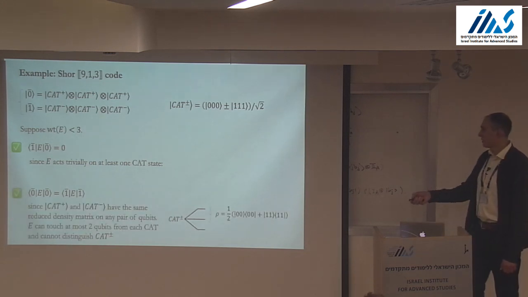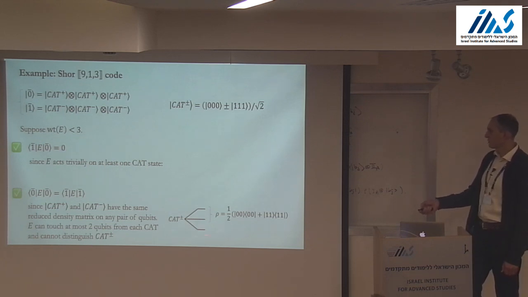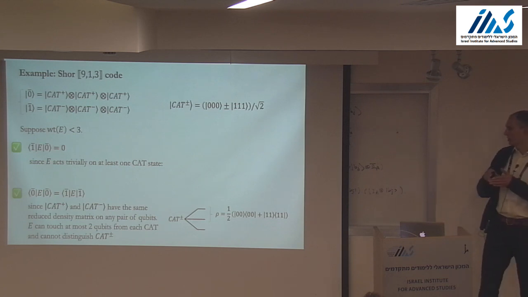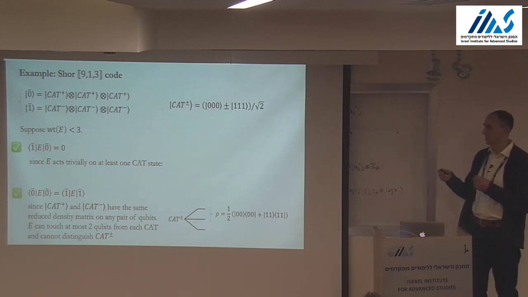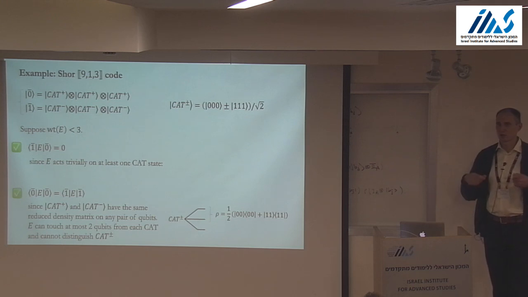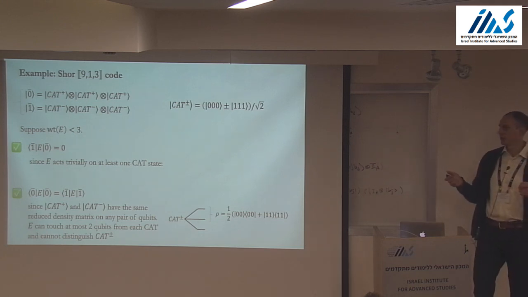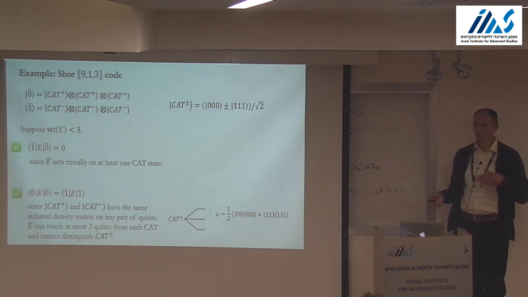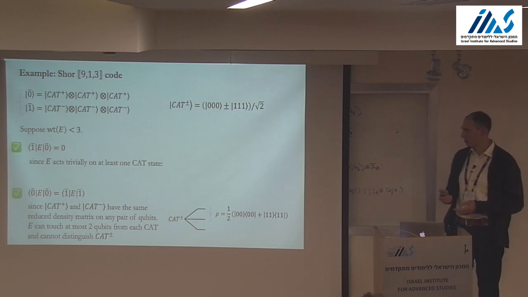And the diagonal error detection condition is satisfied because it happens that the ket plus and minus states have the same reduced density matrices on any pair of qubits. So it's not possible to distinguish them by looking at just 2 qubits. So this is completely analogous to the 4-qubit code that I showed you before.